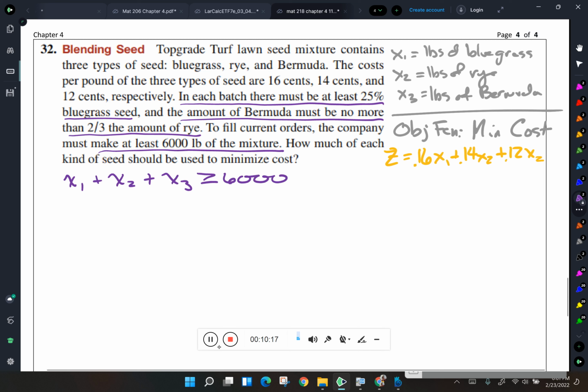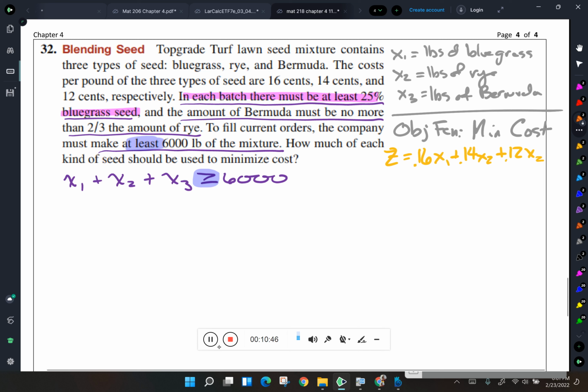The amount of the mixture must be at least 6,000, so greater than or equal to. Okay. In each batch, I think I got an idea what this is. There must be at least 25% bluegrass seed. In each batch, there must be at least 25% bluegrass seed.